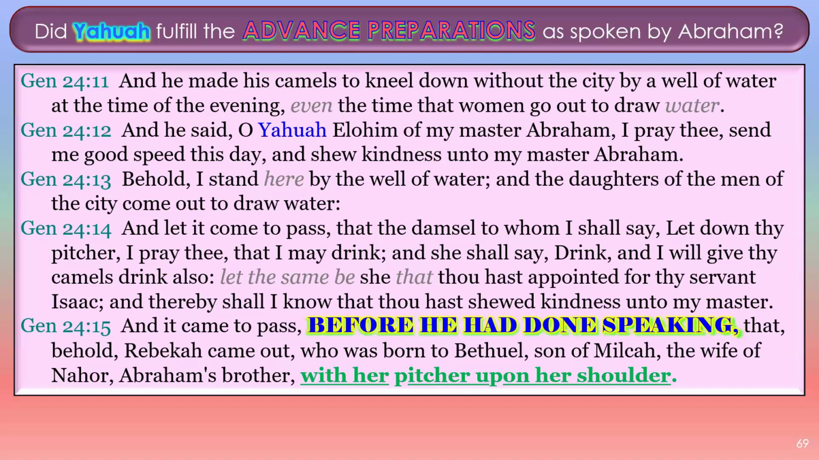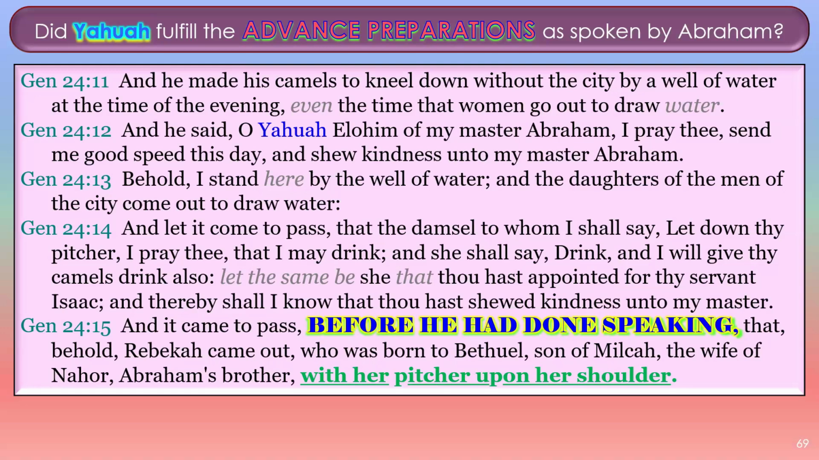Did Yahuwah fulfill the advanced preparations as spoken by Abraham? Genesis 24, verse 11. And he made his camels to kneel down without the city by a well of water at the time of the evening, the time that women go out to draw water. And he said, O Yahuwah, Elohim of my master Abraham, I pray thee, send me good speed this day, and show kindness unto my master Abraham. Behold, I stand here by the well of water, and the daughters of the men of the city come out to draw water. And let it come to pass that the damsel to whom I say, let down thy pitcher, I pray thee, that I may drink, and she shall say, drink, and I will give thy camels drink also.